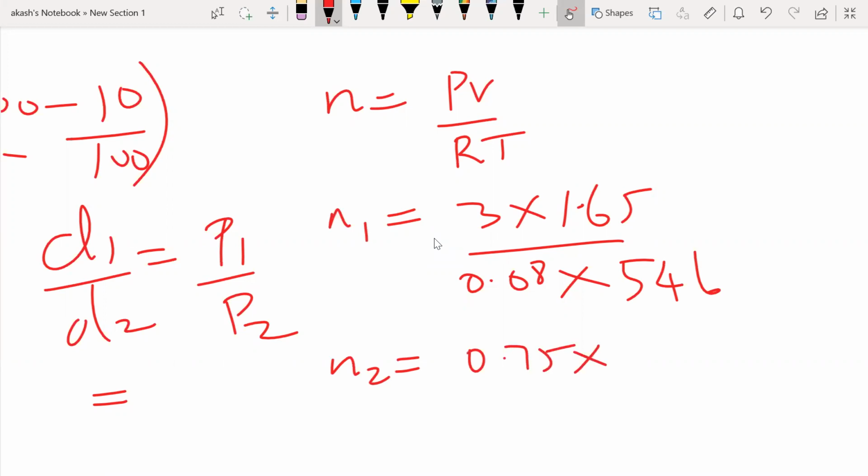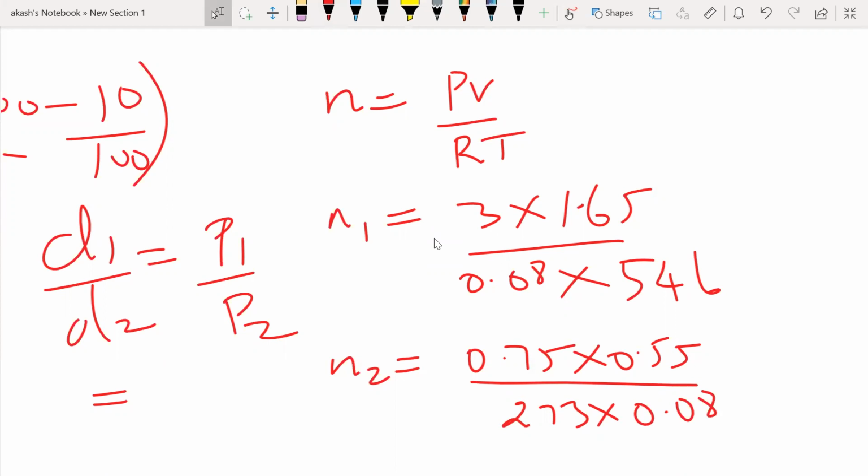So that would be 0.75 into 0.55. Actually, it takes a bit of calculation, I understand. And we are not going to do the calculation, guys. I'm going to give you the answer directly. So 0.75 into 0.55 and 273, into again the same 0.08. So you just have to calculate N1, N2.